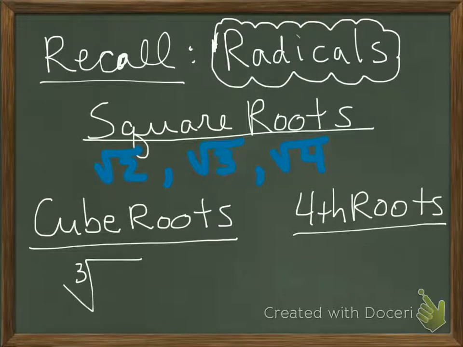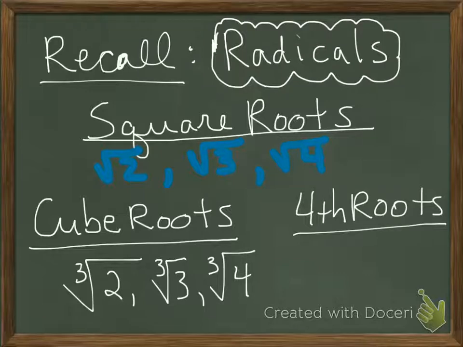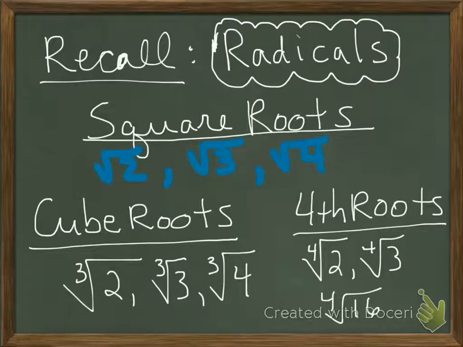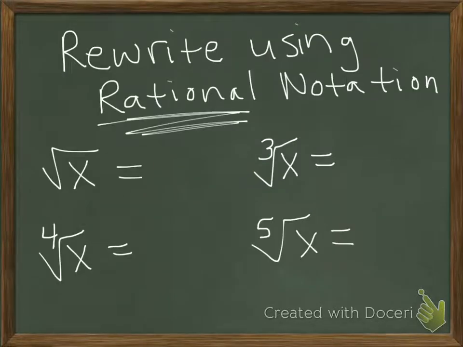So we could be saying the cube root of 2, or the cube root of 3, or the cube root of 4. And of course, fourth roots are going to be just like cube roots, except they're going to have a 4 inside the little v. So we could have the fourth root of 2, the fourth root of 3, how about the fourth root of 16? So when we have a square root, there is no number. When we have a cube root, there's a 3, and when we have a fourth root, there's a 4. If it was a fifth root, there would be a 5, sixth root would be a 6. Alright, these are things we've actually used before.